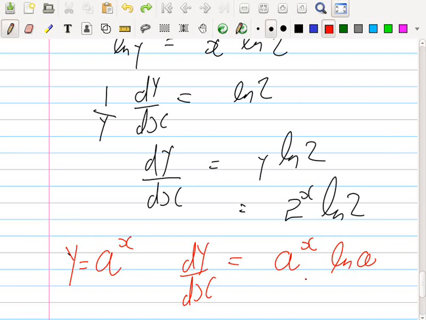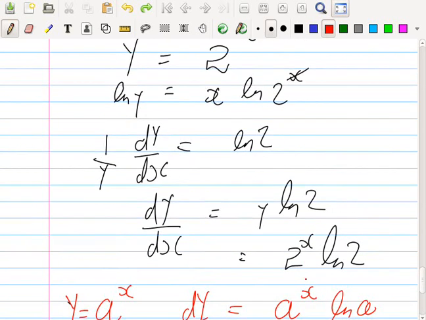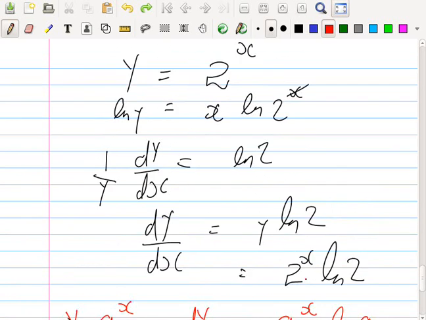All right. Well, the most important thing is that you understand that. So write that down. That was the question, y equals 2^x.